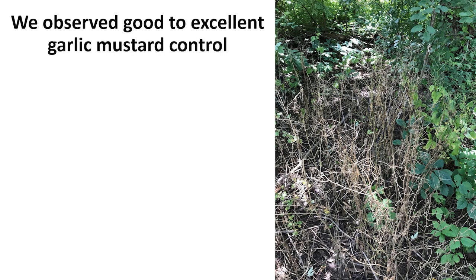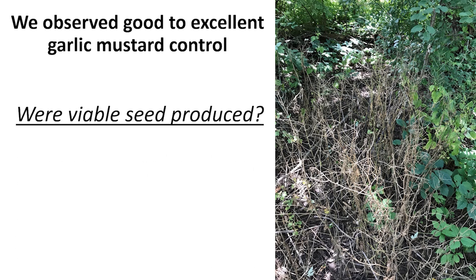So the first question is what kind of control did we get? Well, we got actually good to excellent control with garlic mustard. Glyphosate worked excellent, and the triclopyr products were good to very good at killing those plants, as you can see in this picture. So the question, we're killing these plants, but as you can see, if you look closely, we can see that there are some fruits that are present, and we were able to collect some seed, as you'll see in the next slide. And so the big question is, how many seed were produced, and how many of those seeds were viable?